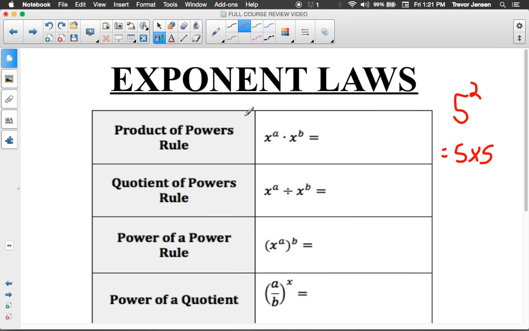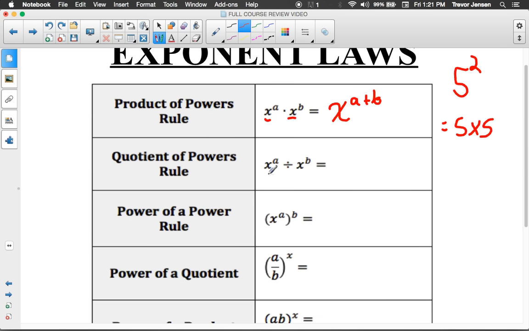There are some exponent laws. You would have learned the product of powers rule. If you have 2 powers being multiplied together, the dot means multiply, and the 2 powers have the same base, which is important, the base has to be the same, there's a rule: you keep the base the same and you add the exponents. So that equals x to the a plus b. You can rewrite it as a single power by keeping the base the same and adding the exponents.